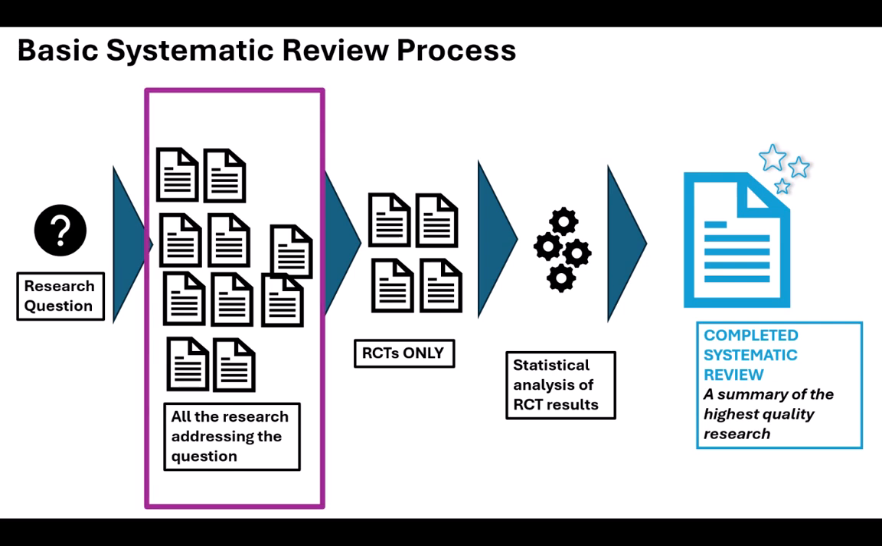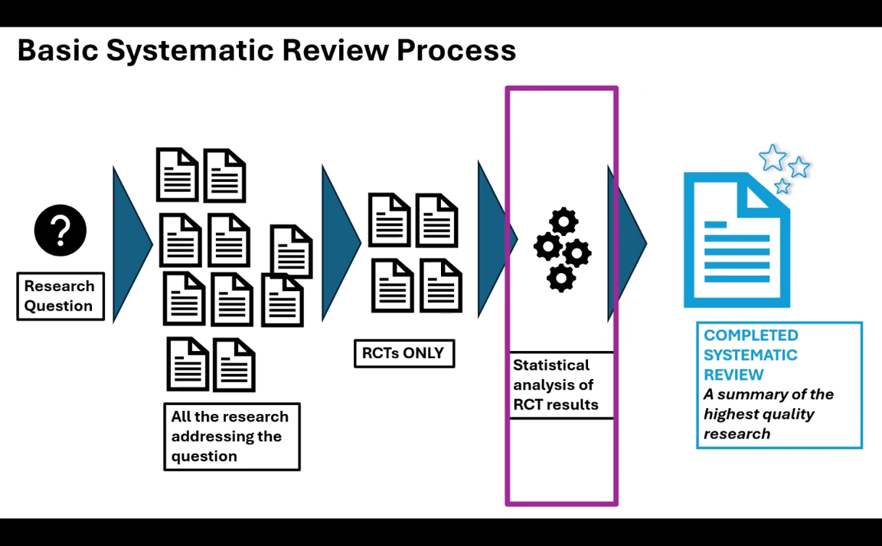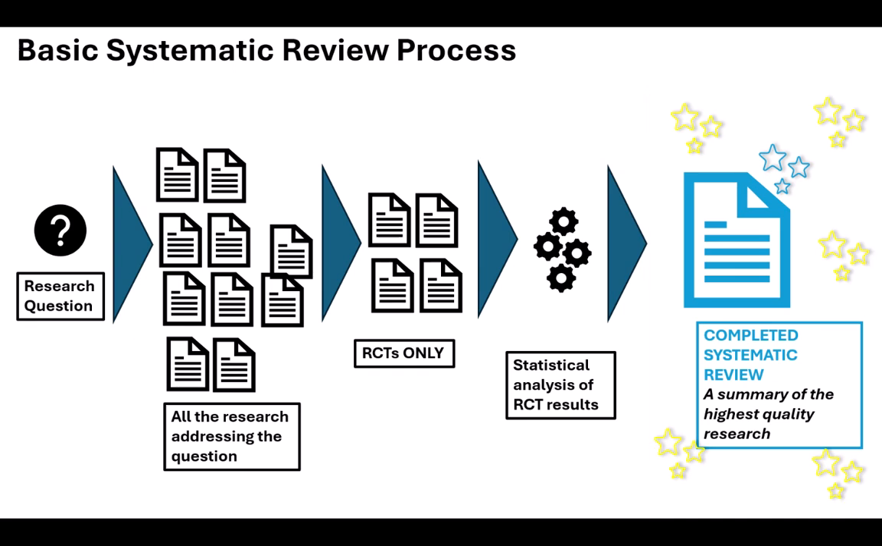They'll go out into the databases and pull all of the research addressing that question. And then, in some systematic reviews, they'll pull the randomized controlled trials only. After they do that, they'll run a statistical analysis of the results inside these RCTs. So remember, a statistical analysis of the evidence that was found in the RCTs. And then there's a completed systematic review, a summary of the highest quality research. And we'll show you what that looks like shortly in the databases.